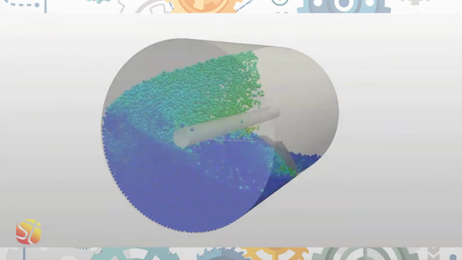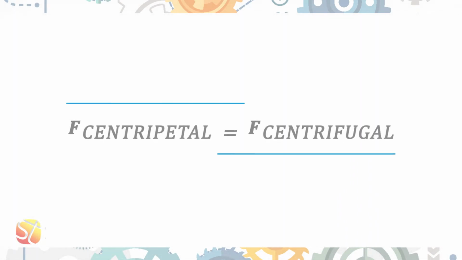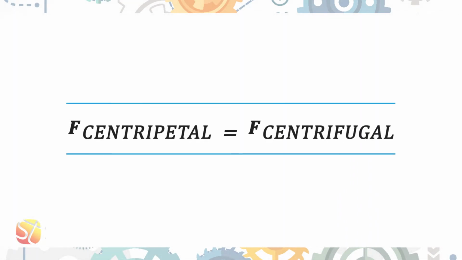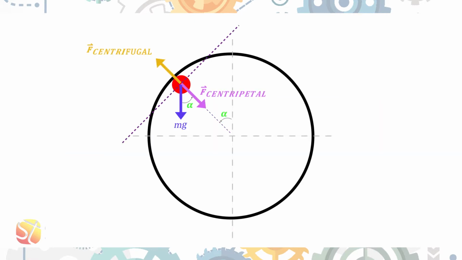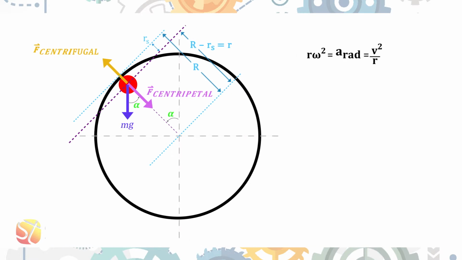So how does this translate to our calculations? To start, we equate centripetal force to centrifugal force. Going back to our diagram, if big R is the radius of the milling machine and R sub s is the radius of the red point particle, then the difference between the two can be represented by small r, where small r, or simply call it r, when multiplied to the angular velocity squared, would give us radial acceleration, which is also equal to the tangential velocity squared over r.